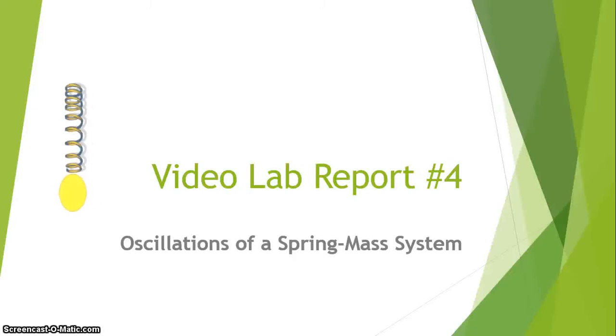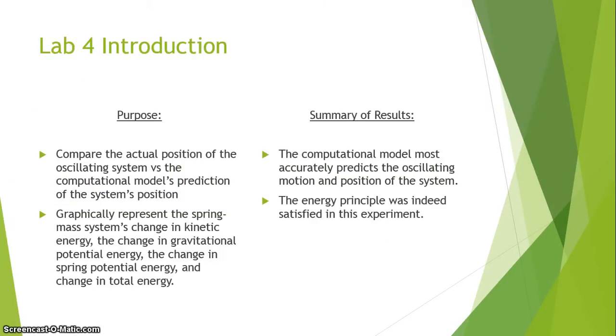The following presentation analyzes Video Lab Report number 4, Oscillations of a Spring Mass System. The objective of this lab had two primary components. First was our goal to compare the tracked position of the system during its oscillation against the computer's modeled oscillation prediction.